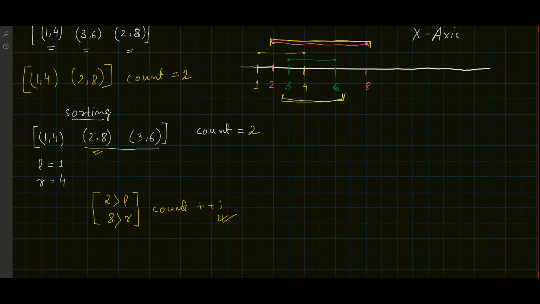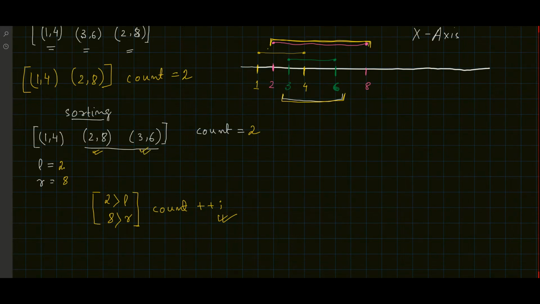One more thing, after we have updated our count, now that we have found an independent interval, our left is going to be 2. We need to update this again, right? Left is going to be 2 now and right is going to be 8. Now let's come to the last pair, 3, 6.